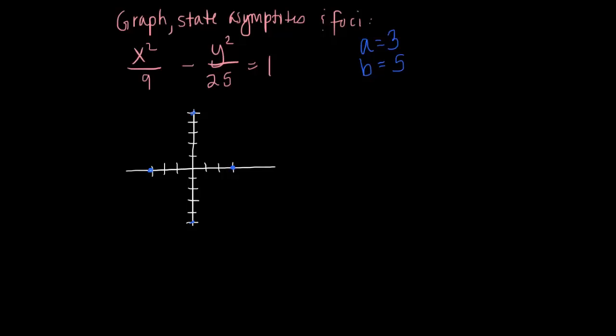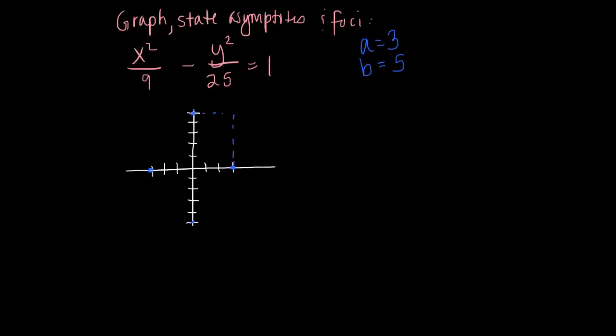Wait a second. It feels like we're almost graphing an ellipse, but we're not. What we're doing is we're trying to create what's known as a central rectangle for a hyperbola, and this will really help us find the asymptotes. So notice, first of all, that the x squareds are coming first. I know it's going to be a horizontal or an x-intercept type of hyperbola.